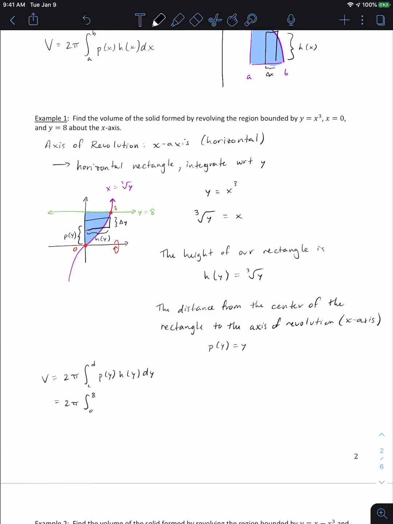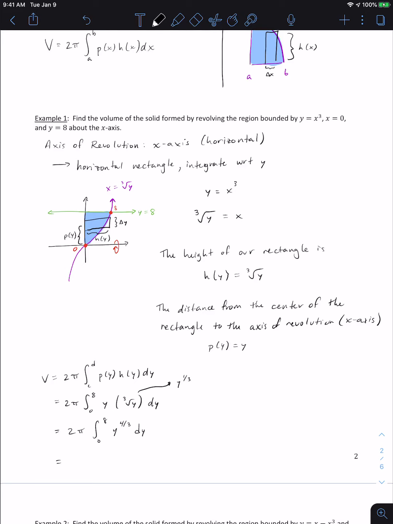P of y, in this case, what do we say P of y was? It is y. H of y is going to be the cube root of y dy, right? So 2 pi, the integral from 0 to 8. Remember that the cube root is y to the 1/3. So if I multiply y times y to the 1/3, I'm actually adding their exponents. So I add 1 plus 1/3, which gives me y to the 4/3 dy.